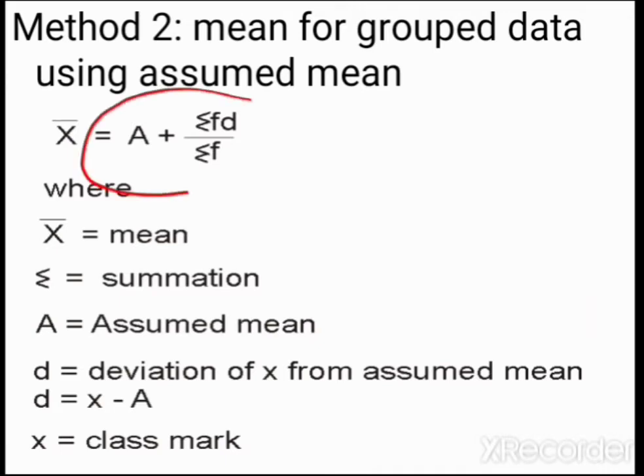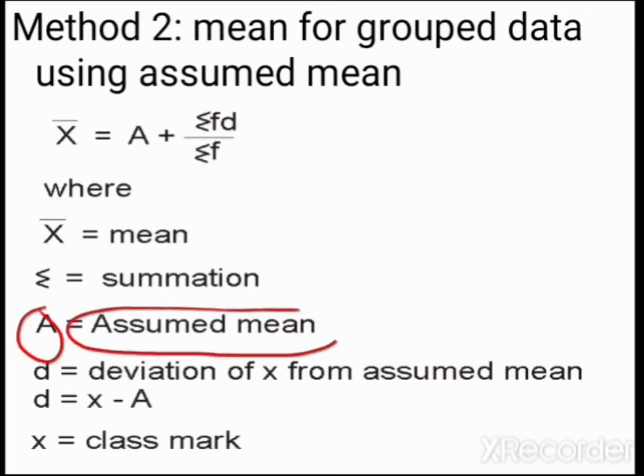So this is the formula for the mean using an assumed mean, where X bar, as you can see here, is the mean. Then sigma still remains summation. And A stands for the assumed mean. Please take note, the assumed mean is any number that is assumed to be the mean. If I use any number of my choice and you use any number of your choice, we will all come out with the same answer when we are calculating the mean using the assumed mean method.